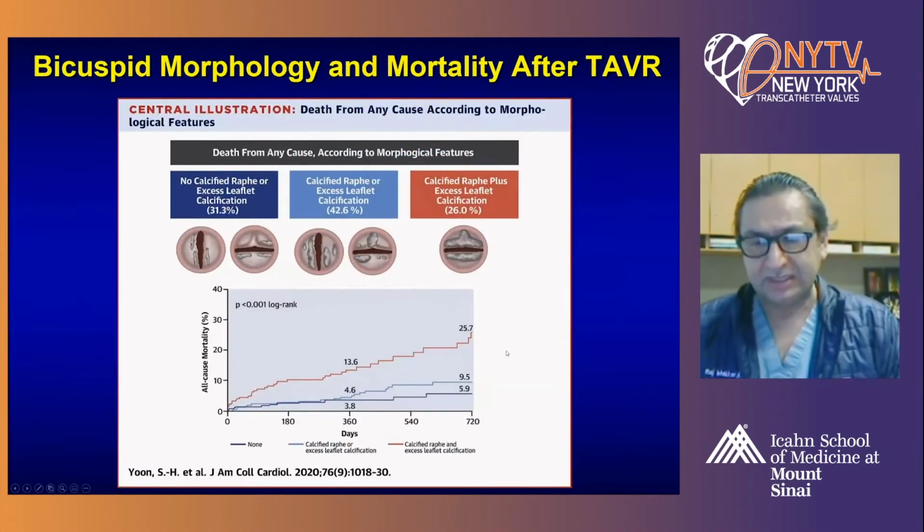So here is the central illustration of this paper that was recently published in JACC, and what it shows is that the combination in the upper curve of the combined calcified raphe and excessive calcium was associated with the worst outcomes compared to patients who had none of these features.